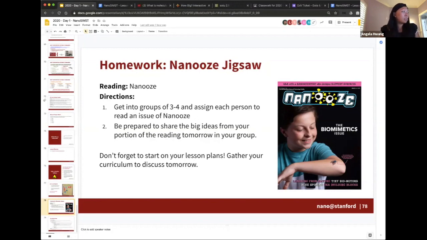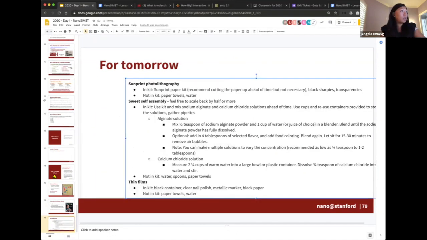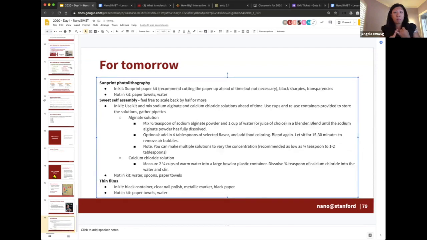And then finally, the biggest ask for you guys is to actually make some stuff either overnight or early tomorrow morning, because we do have a few activities. One big thing is the sun print lithography. You just need to prep the materials and gather them, but you'll need to have water accessible.